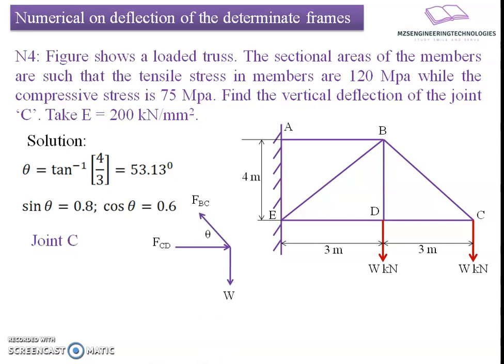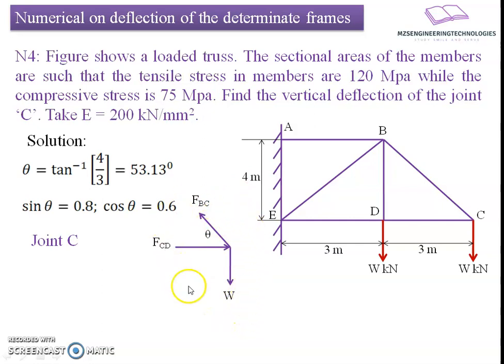Let us consider joint C first. If we prepare a free body diagram at joint C, there are three forces acting. One is the vertically downward applied load W, and to counterbalance this, I am going to consider the vectors of the member forces in such a manner that they are in equilibrium with the applied force. I am considering FBC tensile in nature, whereas FCD is compressive in nature, so that the vertical component of FBC is going to balance the applied load.